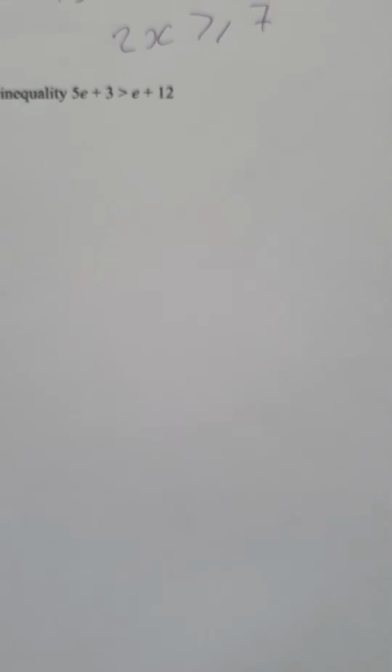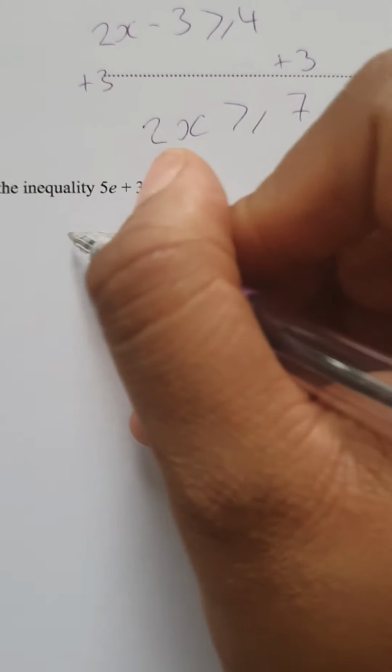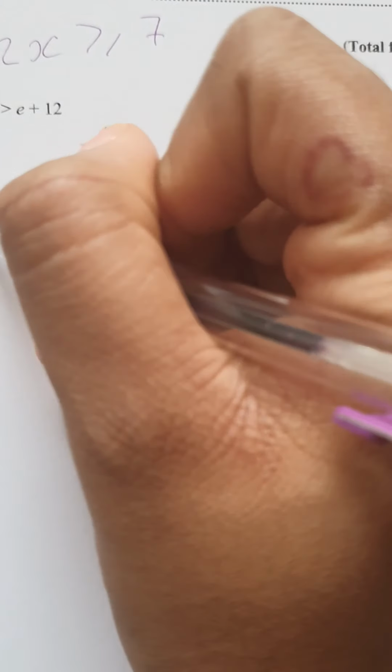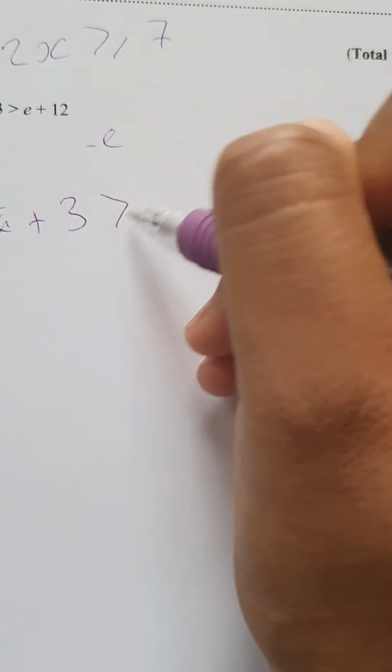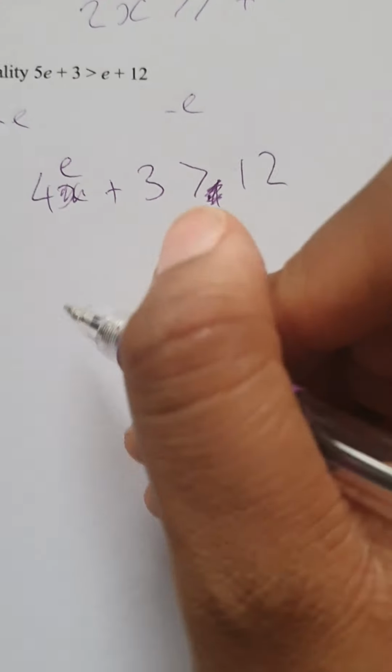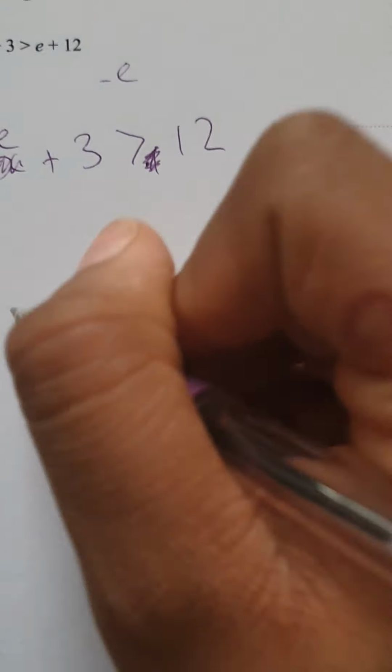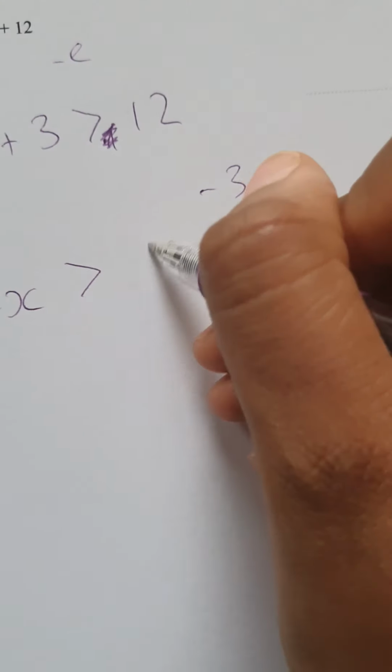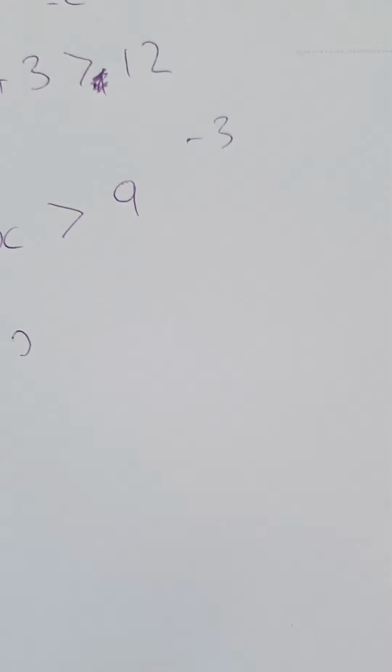Again, another one where we've got an unknown on both sides, but it's just like before. So I'm going to take away e from both sides. I'm going to get 4e plus 3 is greater than 12. We don't have that greater than or equal to, it's just greater than. We're going to then take away 3 from both sides, and we're going to have 4e is greater than 9. That means, I keep on writing x, guys, even though it should be an e, that means e is greater than 9 over 4. Again, you can change that to a decimal, but in a fraction, it just keeps it nicer.